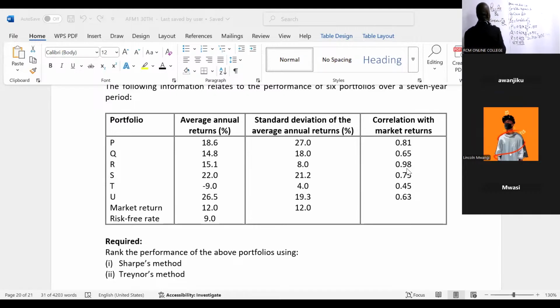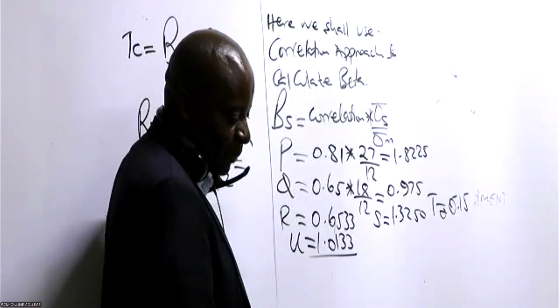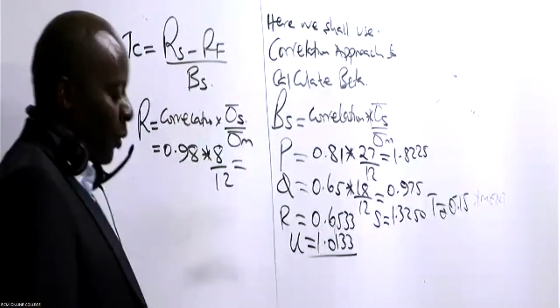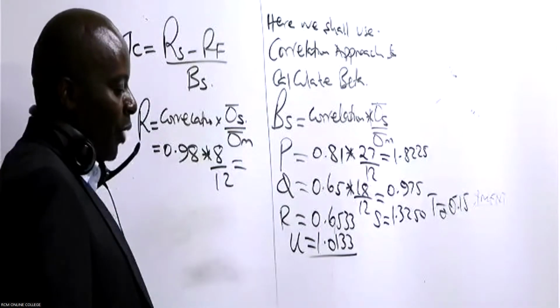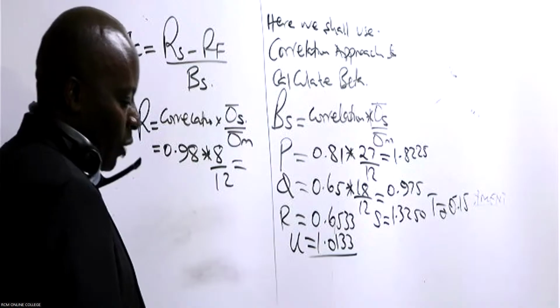0.98, eh? How about the standard deviation of that security, R? Are you able to see it is 8? Divided by 12, Maslin. How could you get even a negative number, Maslin? We shall overcome. I hope now you are okay, Maslin, with how we got that 0.6533.